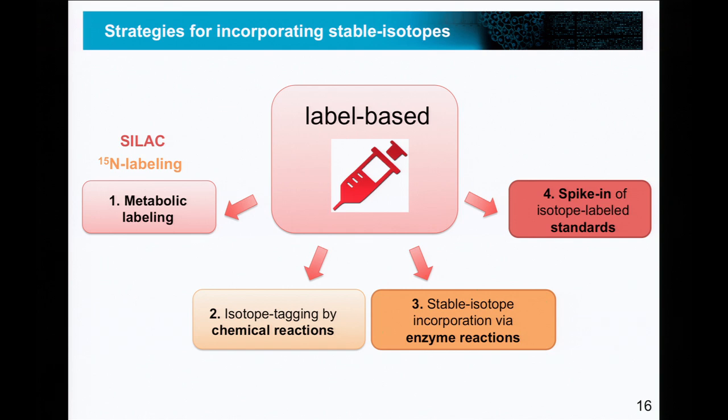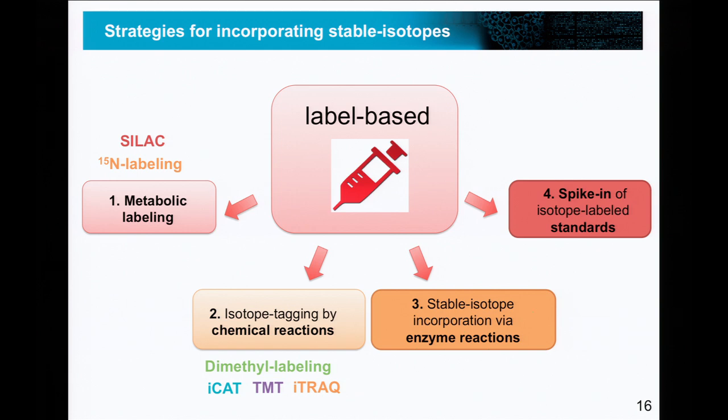Then there is the second approach, where you do isotope tagging by chemical reactions. What you do here is you exploit the reactivity of the amino acid side chains or the N or C terminus of your peptides. The typical techniques used here are dimethyl labeling or ICAT, or the 2 isobaric tagging approaches, TMT or iTRAQ.